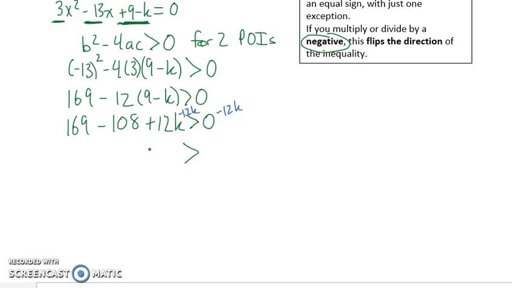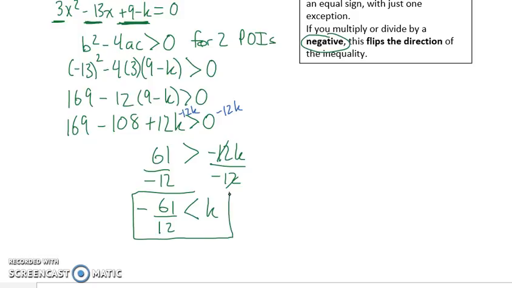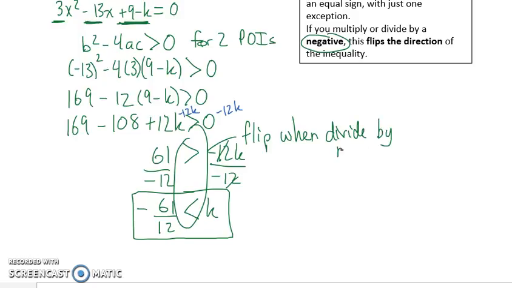169 minus 108 is 61, and we have negative 12k over here. Dividing both sides by negative 12 gives me negative 61 over 12. But here we have that flipping of that inequality. Notice that that inequality flips. It's worth highlighting again. It flips when we divide by a negative. And so that means that k can be any value such that it's greater than negative 61 over 12.